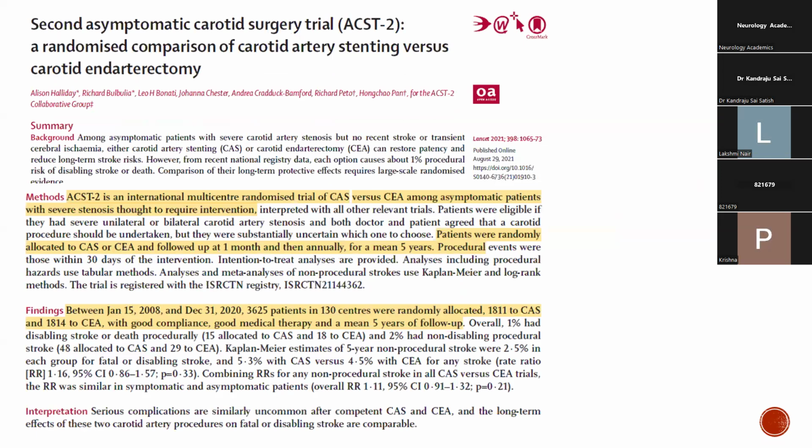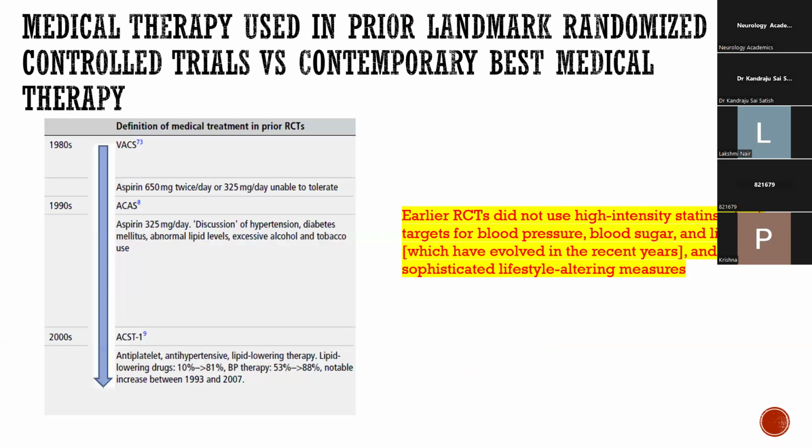So next is the ACST2 trial. Here they compared carotid artery stenting versus carotid endarterectomy in asymptomatic patients. And they found that serious complications are similarly uncommon after competent carotid artery stenting and carotid endarterectomy. So both of these can be considered in patients with asymptomatic carotid stenosis.